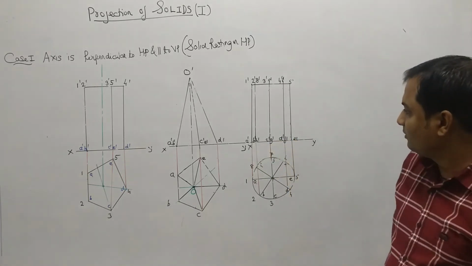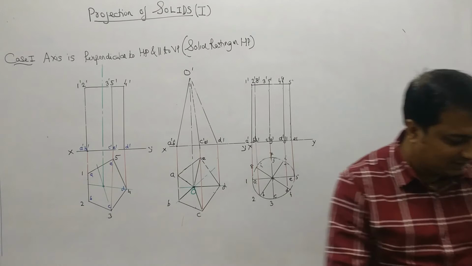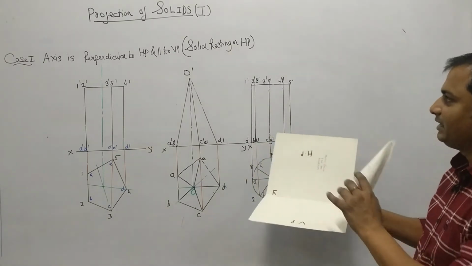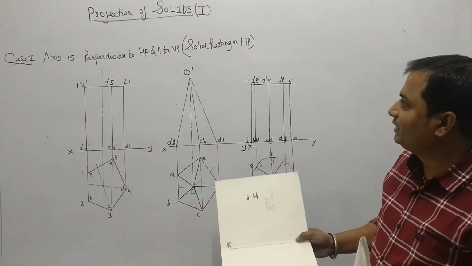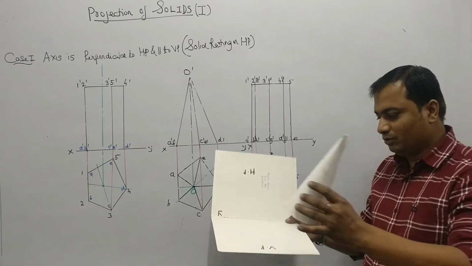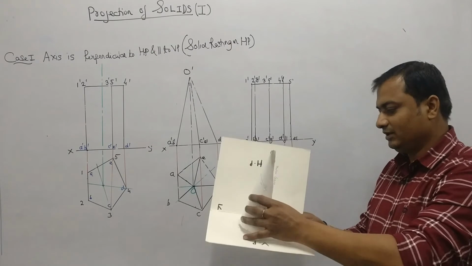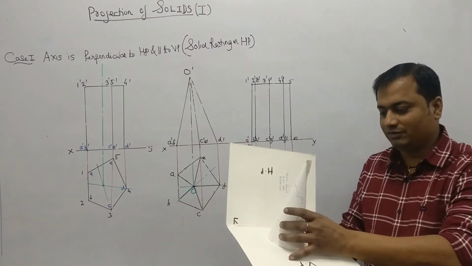So this is the projection of the cylinder resting on the HP. Now similarly, if I just take the case of a cone resting on the HP, so this is my cone. For the same case, axis is perpendicular to HP and parallel to VP. Now the cone is resting like this. So just imagine this cone is standing on HP. So what is the top view and front view here?